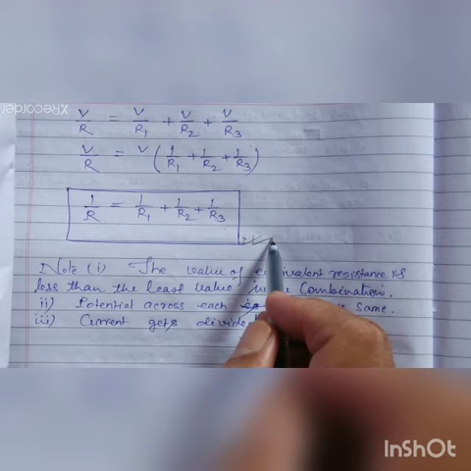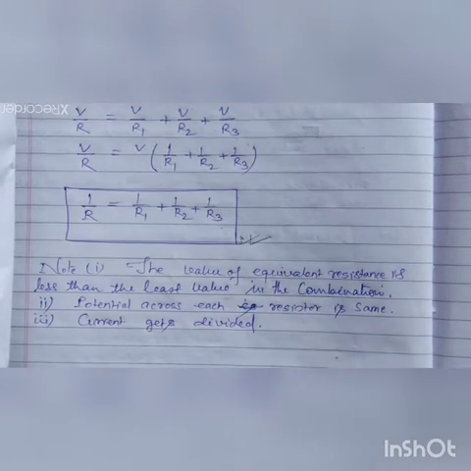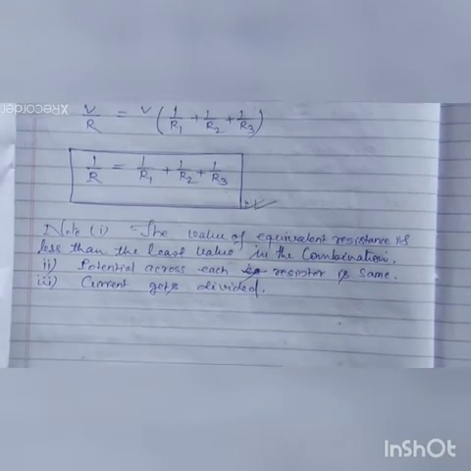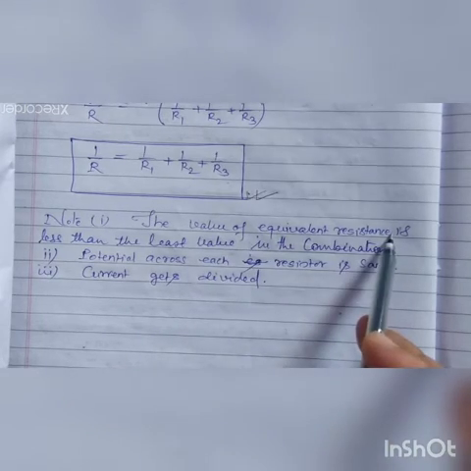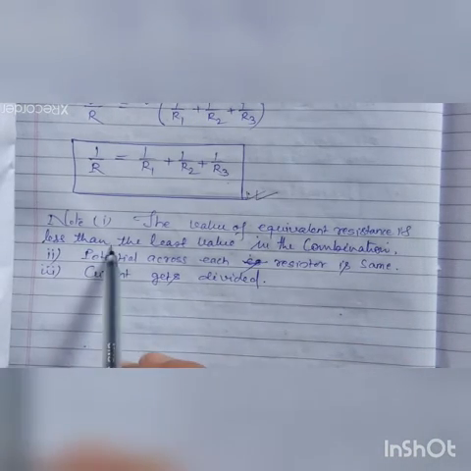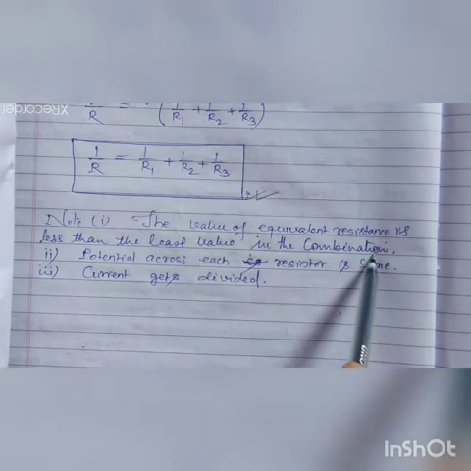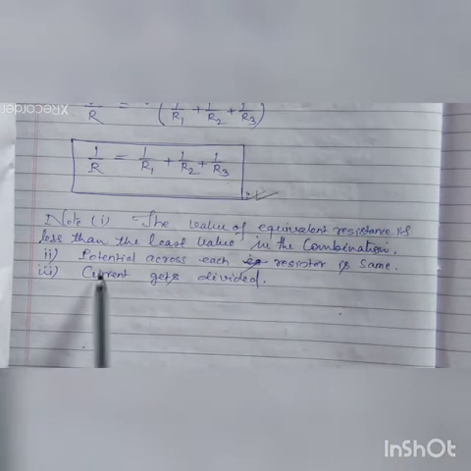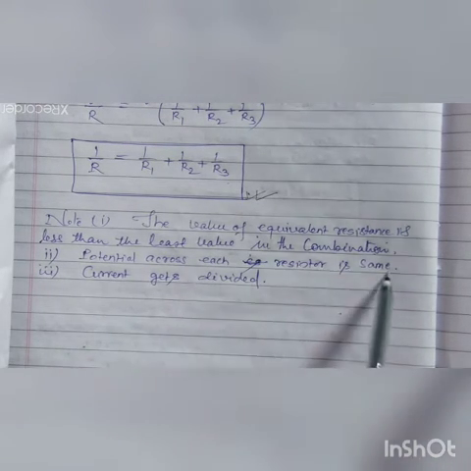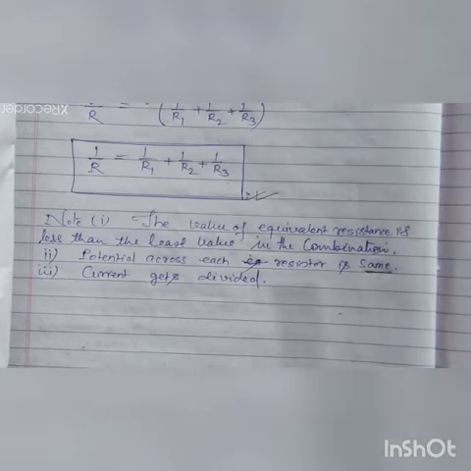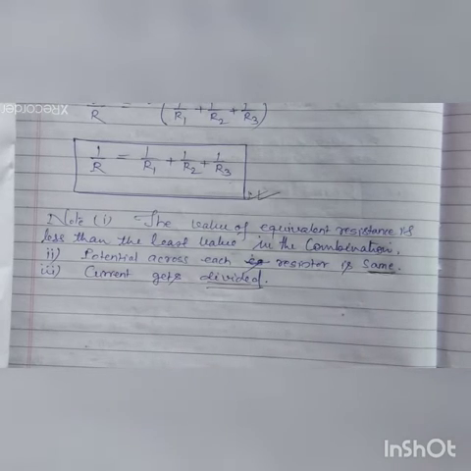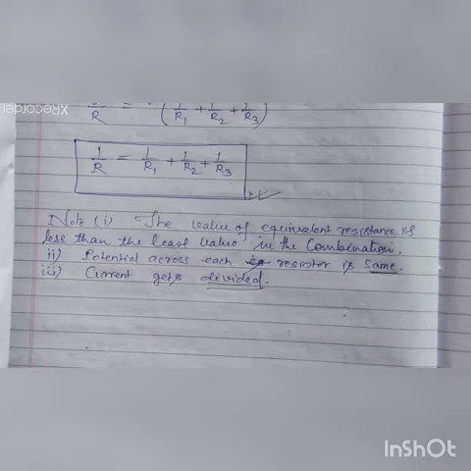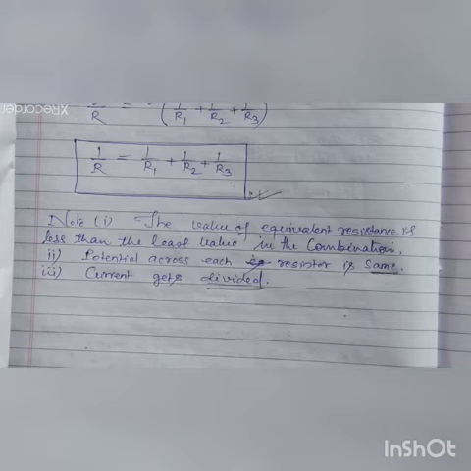Now the important points which we must keep in our mind regarding parallel combination: the value of equivalent resistance is less than the least value in the combination. Potential across each resistor is the same. Current gets divided. So these are the important points which we must keep in our mind while discussing parallel combination.